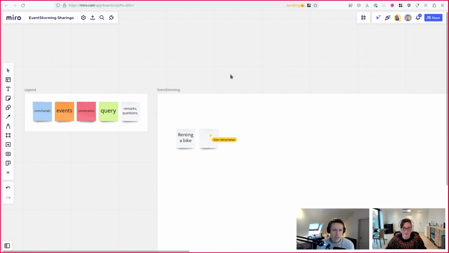All right. I think it's okay to call it renting a bike, but it's not a term that we're actually using that much in our domain. So maybe at some point we need to think about a better term. But let's keep it for now, and then we can maybe discover better terms along the way.